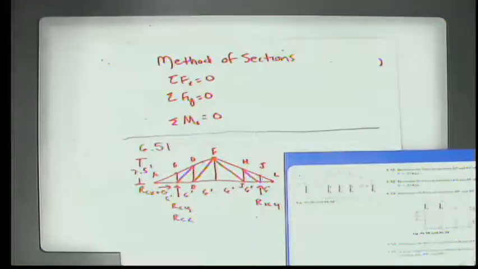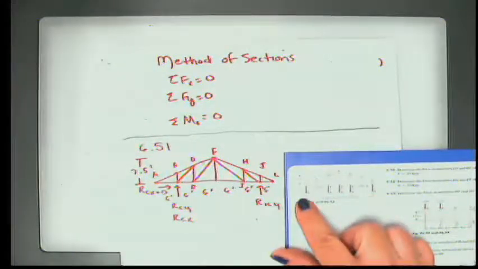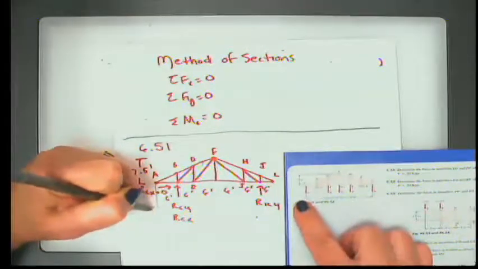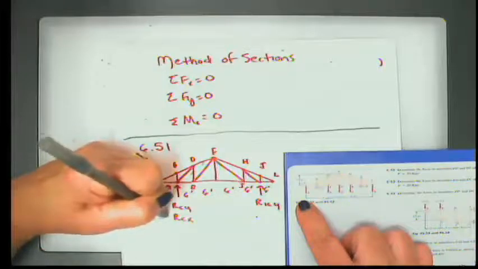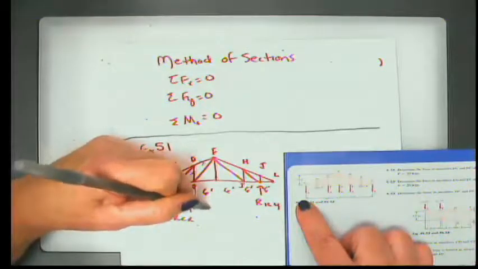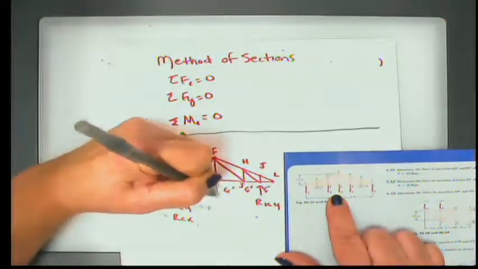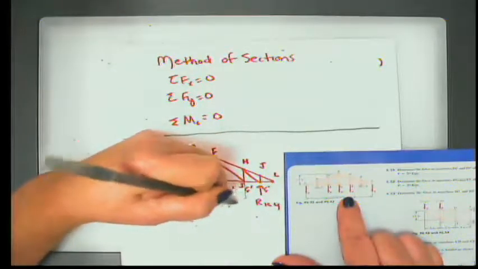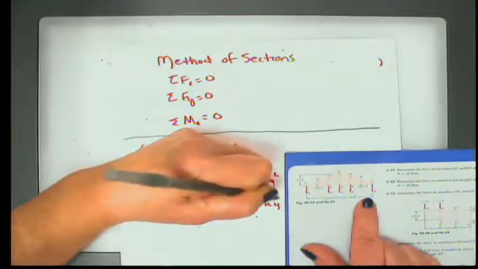All right, so the first thing we need to do, we have some applied forces at point A. We have P, it tells us that it's 20 kips. At E, 20 kips. At G, 20 kips. At I, 20 kips. And at L, 20 kips.